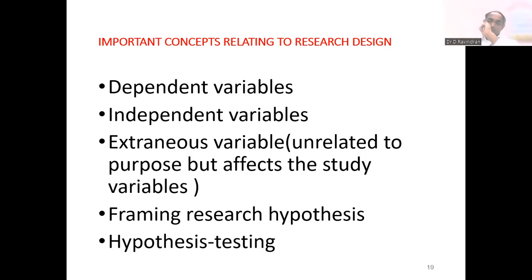The independent cannot be changed, for example, gender cannot be changed. My income cannot be changed immediately. My age cannot be changed. So these are the independent variable and dependent variable. Again, these concepts are very important for formulating questions also. And what is an extraneous variable?